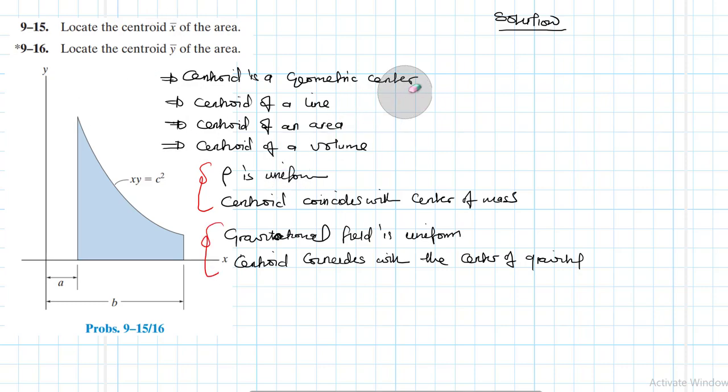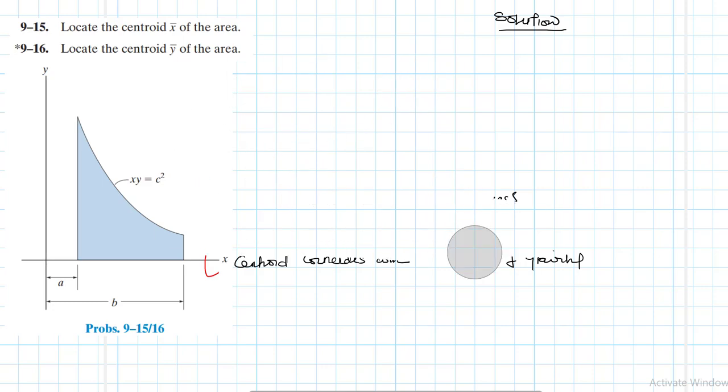Let's solve this particular problem. So we want to find the x bar and the y bar. And let's look at this particular line that defines the area just below. That is from A to B. So if we were to write this as y equal to c squared divided by x, when you look at this equation, what does it remind you of?